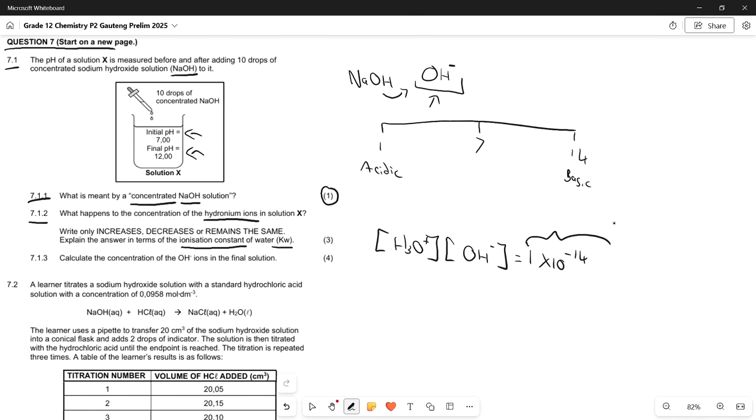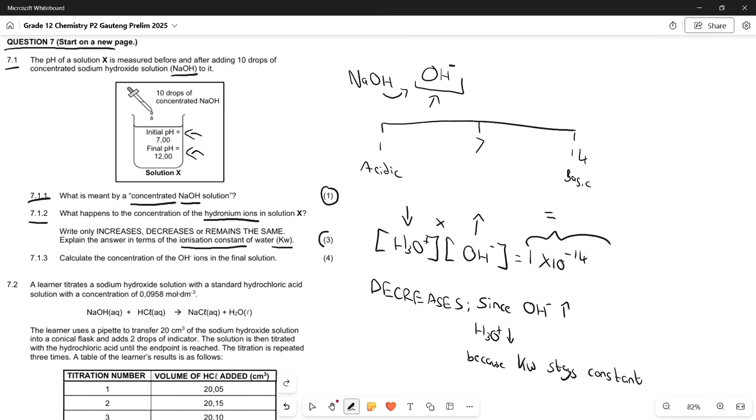Okay, so if we have increased the amount of OH minus ions, and these two things are multiplying, the concentration of H3O plus and OH minus, if we have increased the OH minus ions, therefore the H3O plus has to decrease in order for this to remain the same. So therefore we can just go ahead and write decreases. And to explain our answer, we're going to mention exactly what we just said: since the hydroxide ions, the OH minus ions, increase, the H3O plus ions will decrease because Kw stays constant. Cool. And that would earn us 3 marks over there.